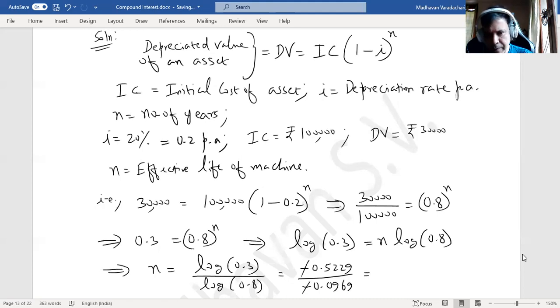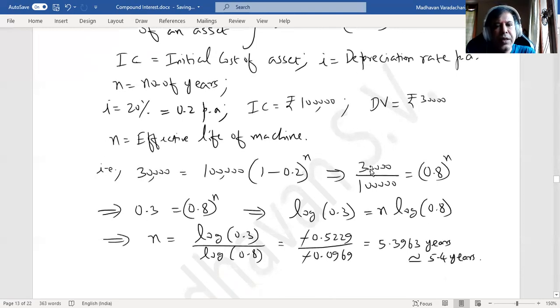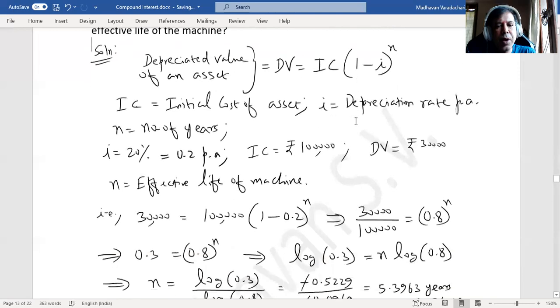I can cancel it. So 0.5229 divided by 0.0969, we get 5.3963 years, or approximately 5.4 years. Means the asset or the machinery will reach its scrap value in 5.4 years. That is the solution for this particular problem.